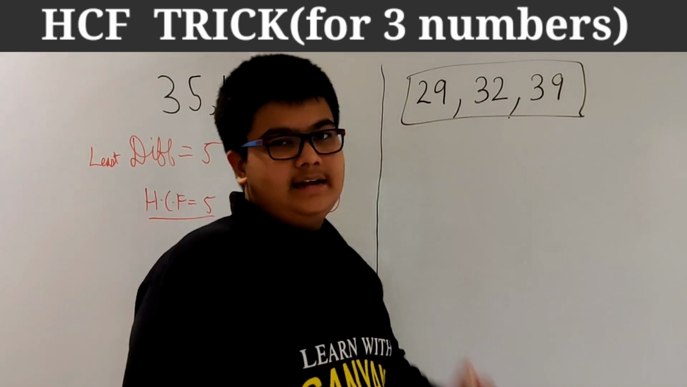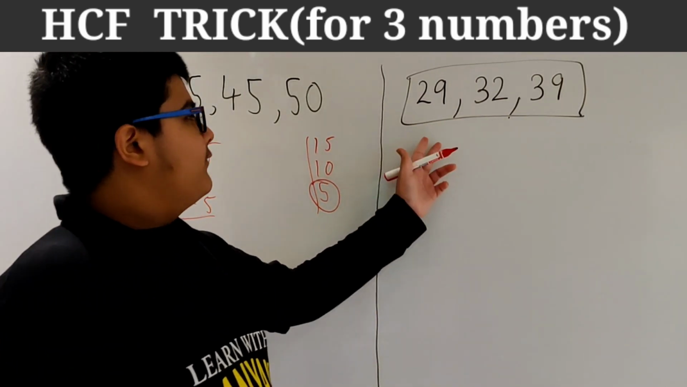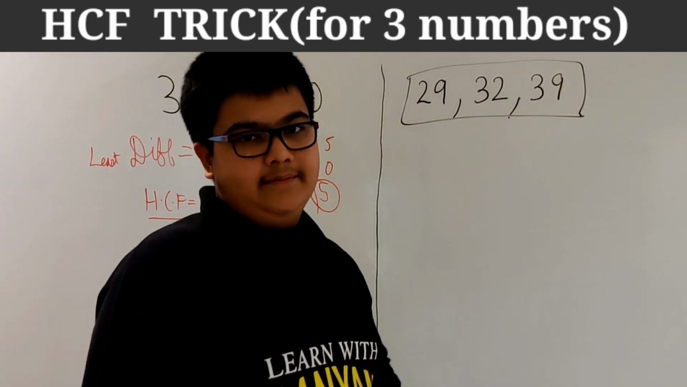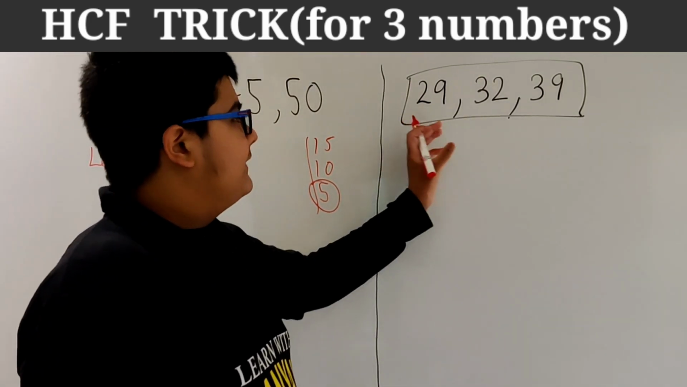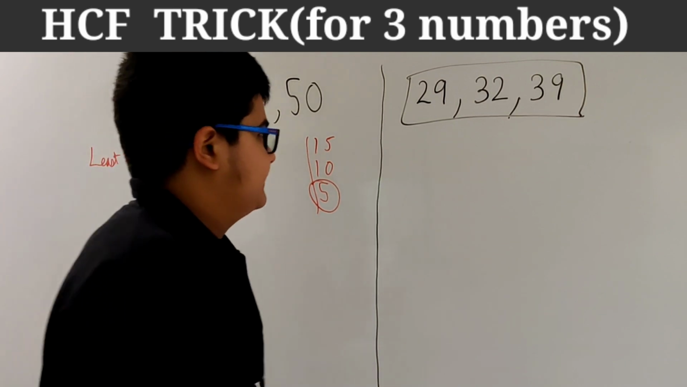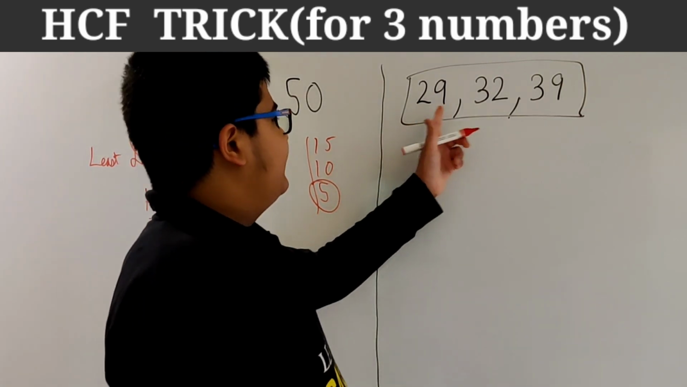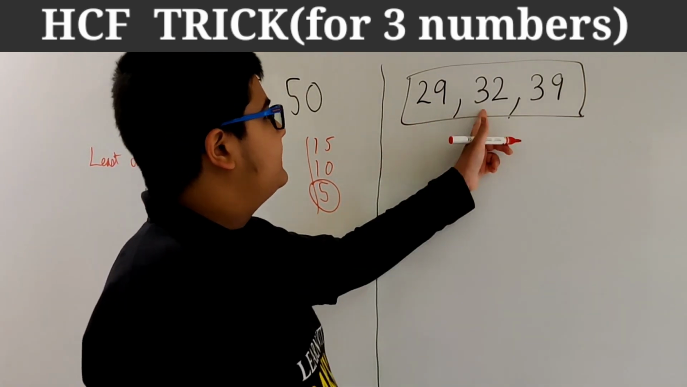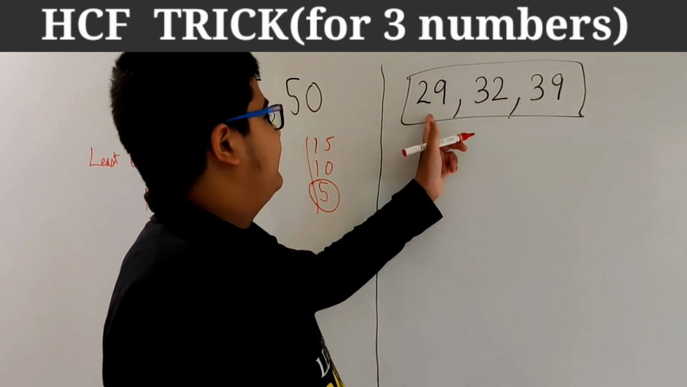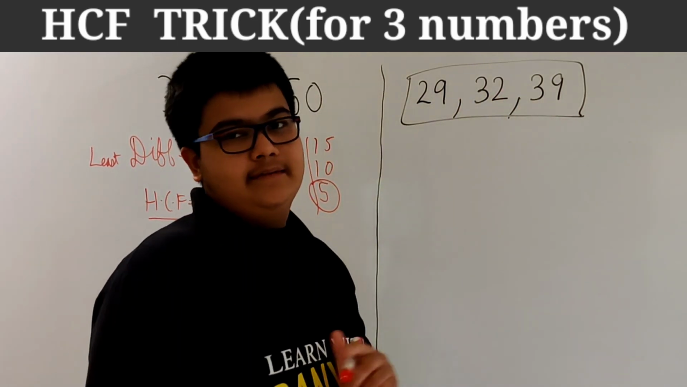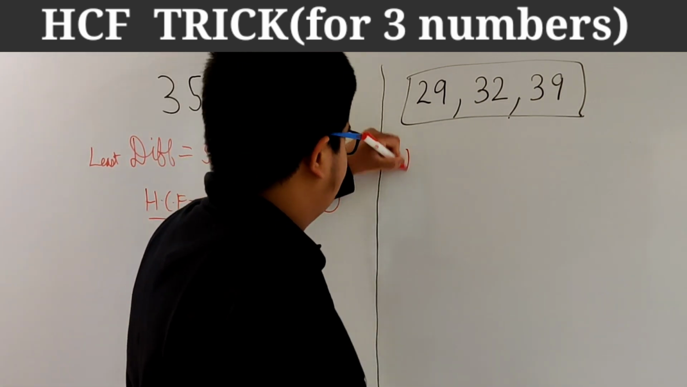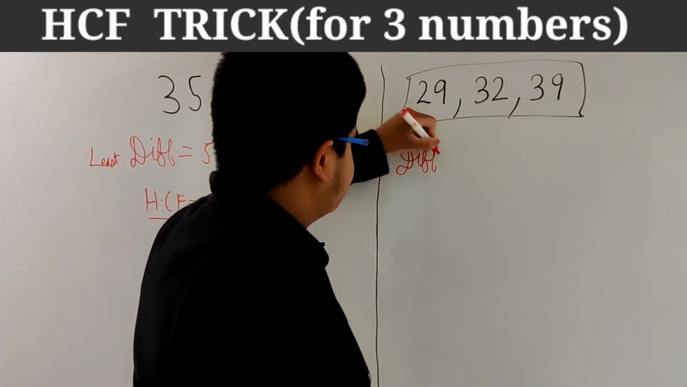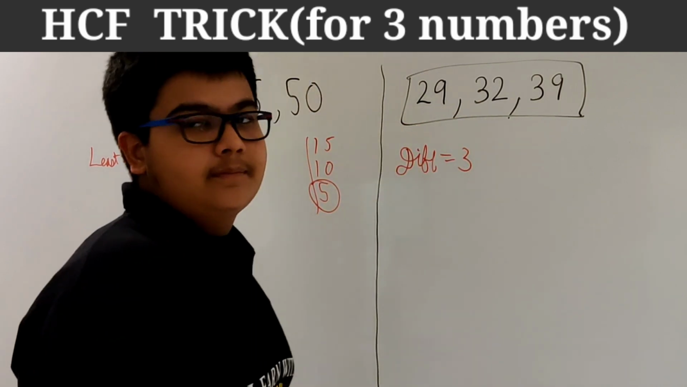Now let's take another set of numbers. This time we have 29, 32 and 39. Now let's check what is the smallest difference. So the difference between 29 and 32 is 3, between 32 and 39 is 7, and between 29 and 39 is 10. So what is the least difference? That is 3. So the least difference is 3.